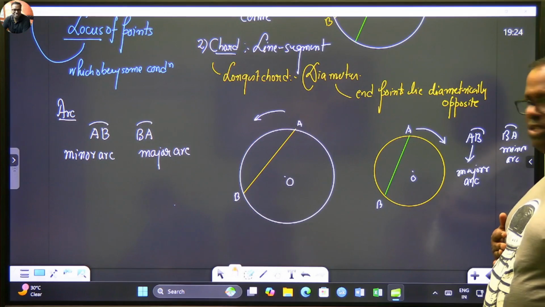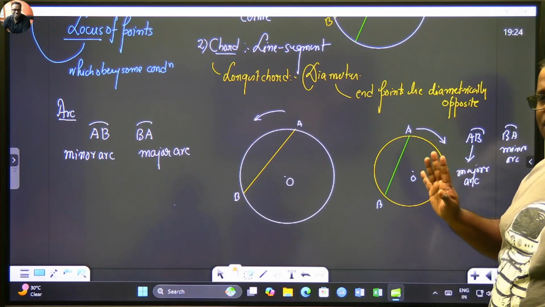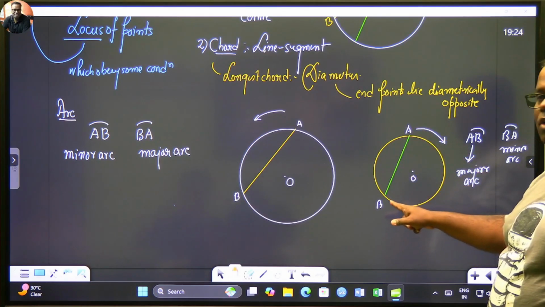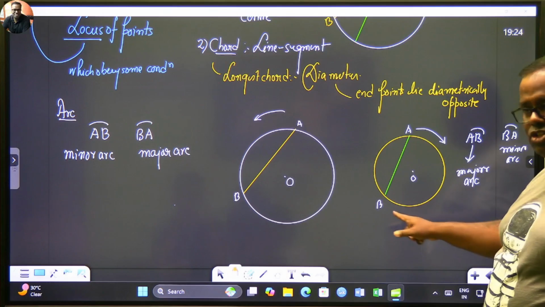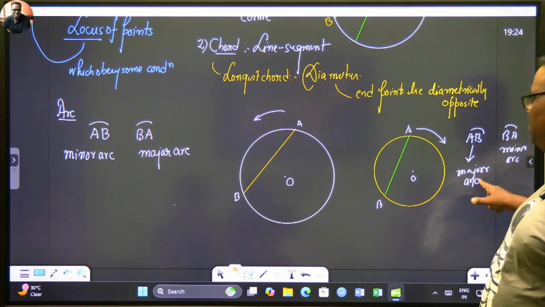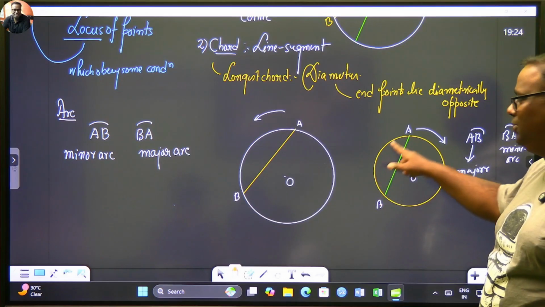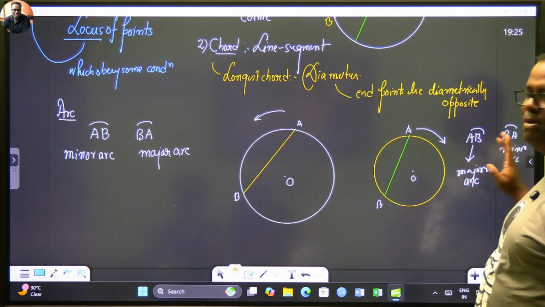So now where do we start from? You say B or A? You say A. From A, we are allowed to go this side. So the first point you come to, where is B? Are you getting a bigger chunk? Yes. So my AB is the major arc. And after coming to B, you're only left to go this side. So BA forms my minor arc.